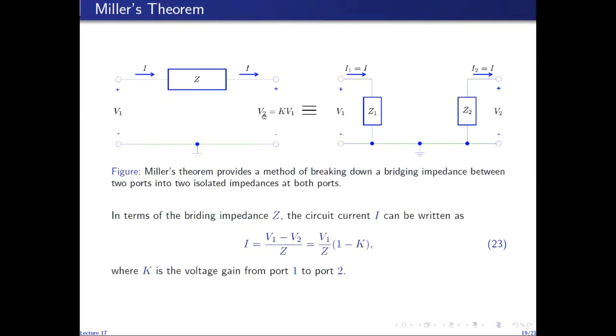And the gain in moving from port 1 to port 2 has been assumed to be K. So K is the voltage gain from port 1 to port 2. So V2 is given by K times V1. So we can replace V2 with KV1 and we'll get this expression for the current I in terms of the voltage at node 1, the bridging impedance, and the gain of the circuit. So using this expression for I, we can establish the equivalence between the two circuits by solving for Z1 and Z2 using these two constraints.